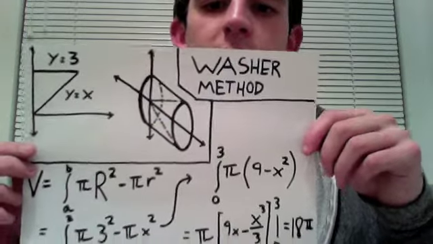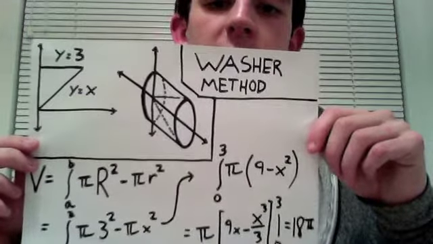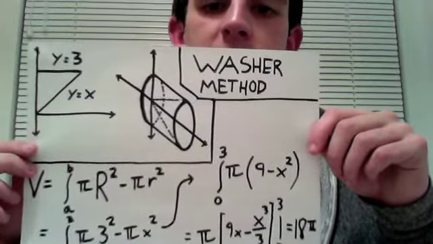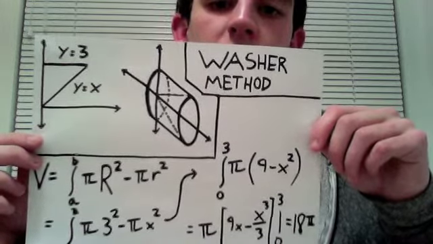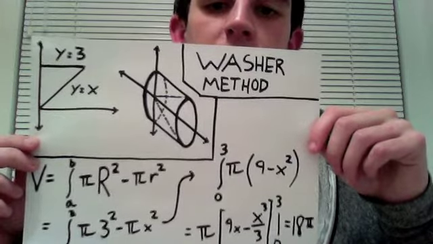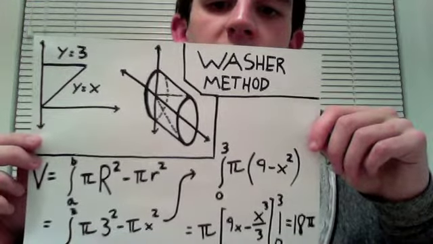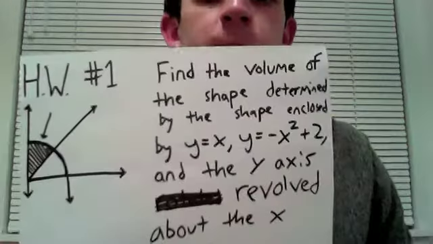And so when we do all the work, you can pull out the pi, and then you get the antiderivative, which is 9x minus x cubed over 3, evaluated from 0 to 3, so the answer is 18 pi.